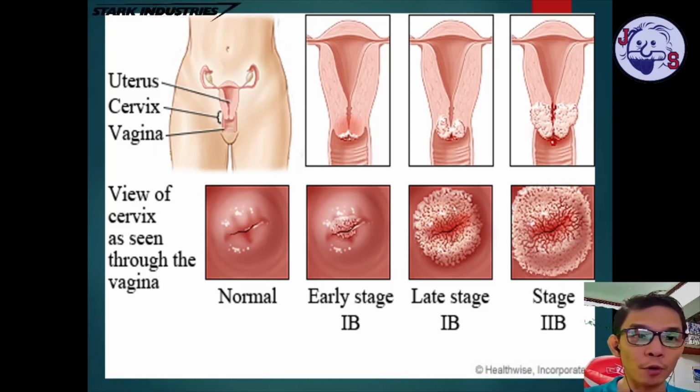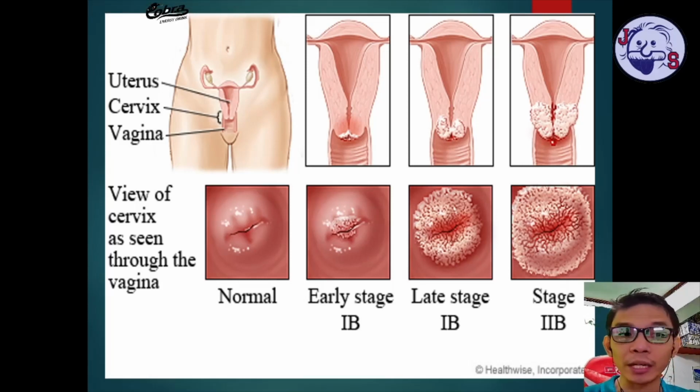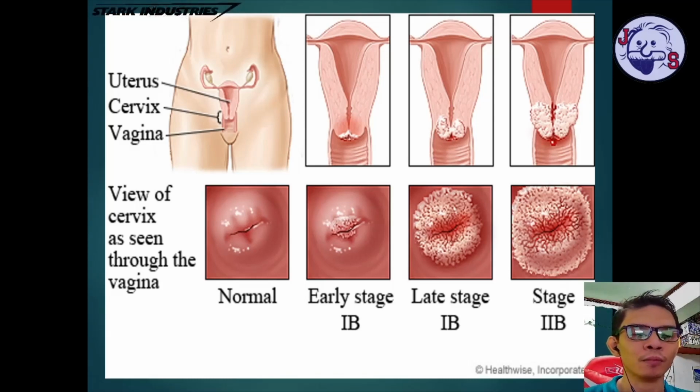Now, if you are curious what cervical cancer looks like, cervical cancer is caused by the human papilloma virus. That is a virus which is sexually transmitted, and it is the causative agent of genital warts and cervical cancer. So early detection is needed here.